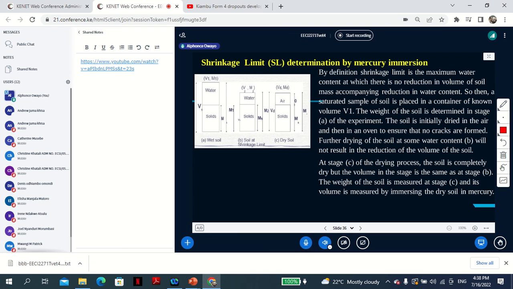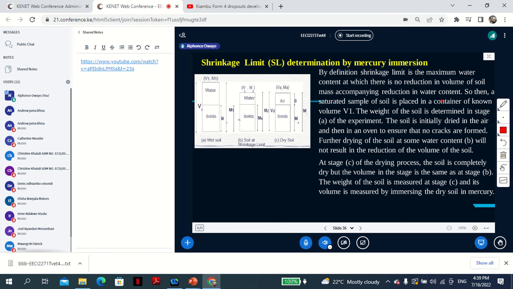Now, what you do with this is, by definition, the shrinkage limit is the maximum water content at which there is no reduction in volume of soil accompanying reduction in water content. So the first thing you have to note is that even though you continue to reduce the water content, the volume should not reduce. So you have to find that maximum water content where there is no cracking. Even though you continue to reduce the water content, the volume of the soil cannot reduce.